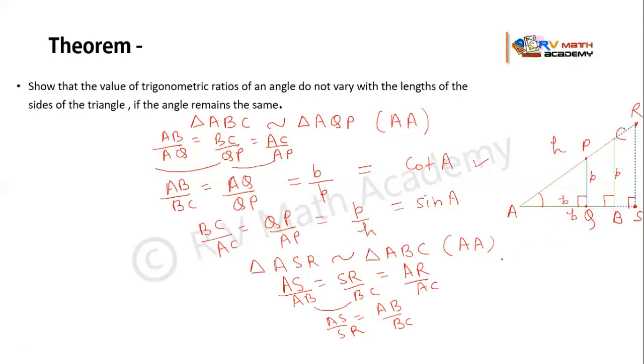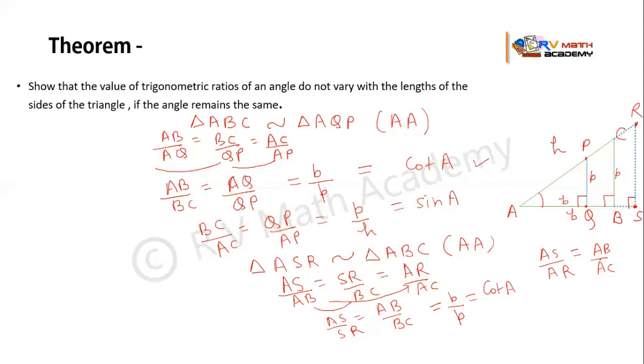So AS is nothing but the base and SR is nothing but the perpendicular. So AB is nothing but the base and BC is nothing but the perpendicular. And we know that base upon perpendicular is nothing but cot A. If I take the first and third, we can write it as AS upon AR is equal to AB upon AC.